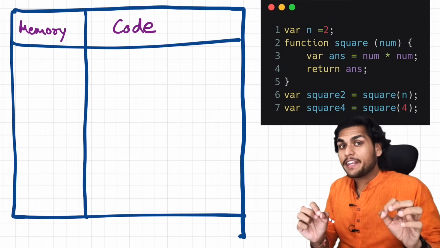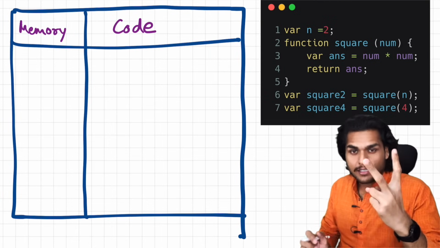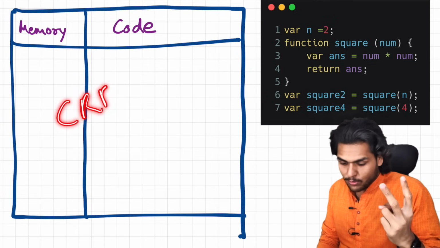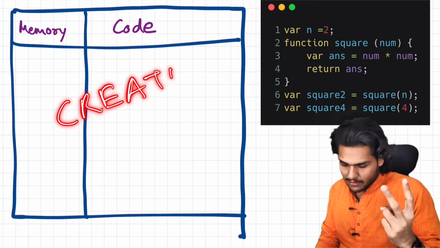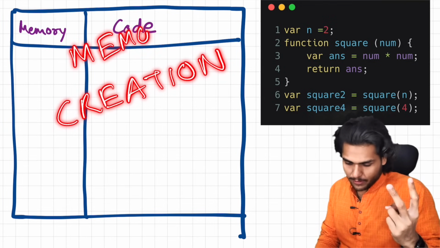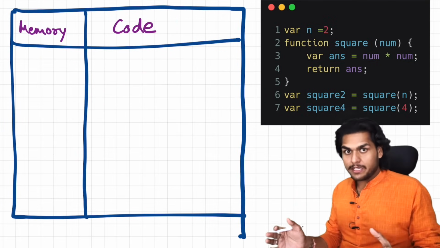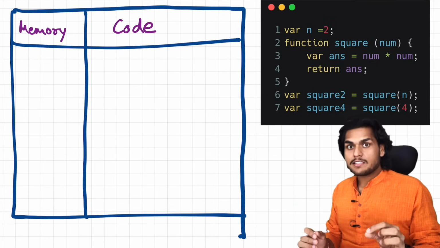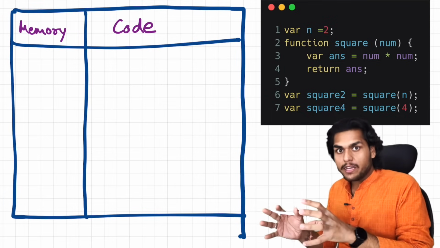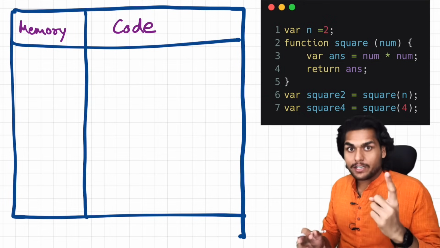Now listen to this very carefully. This execution context is created in two phases. The first phase is also known as the creation phase. Remember this. This is also known as the memory creation phase. Okay. So this is a very critical phase. Let us see how this phase is done. And then afterwards the second phase, which is the code execution phase. So let us first see the first phase.